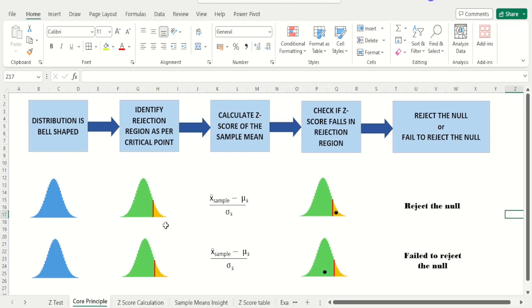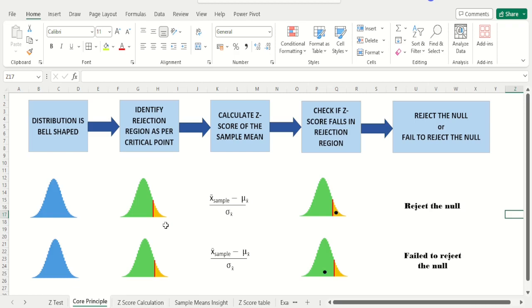Okay, so let's say you have reached the point where you have the critical point, you have identified the areas of rejection, the areas of non-rejection. What next? Well, the next thing is to calculate the z-score of the sample mean. So remember that you're trying to estimate what the mean or the average of a certain population is. You want to compare it with a number. You believe it's at a certain number. You want to check if that belief is correct, if that core idea or that null hypothesis is correct.